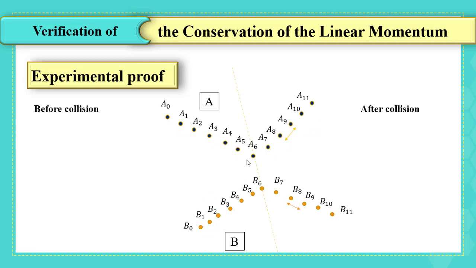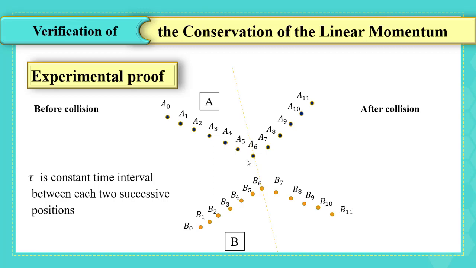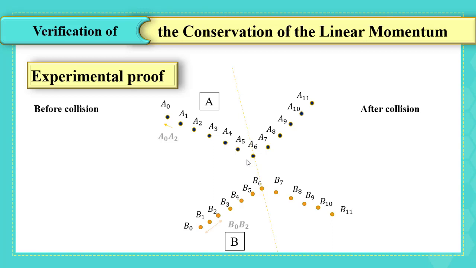The motion of each puck is uniform before and after collision, since we can see that equal distances are covered during equal intervals of time tau, where tau is the constant time interval between each two successive positions. The speed of each puck is determined graphically using the methods of grade 10. We used to divide the average distance between A0, A2 by 2 tau. Or even better, we divided the total distance A0, A6 by 6 tau to reduce the possible error in measurements.